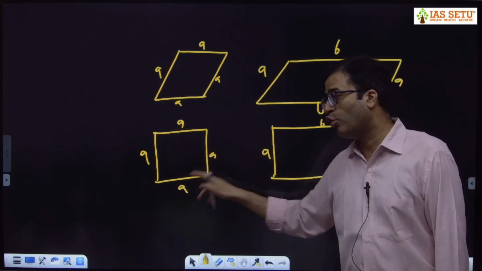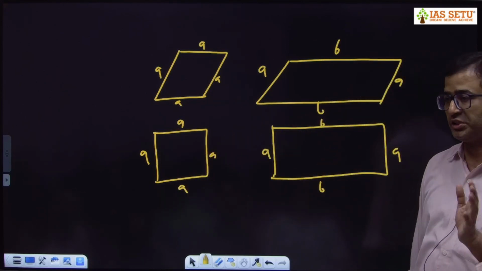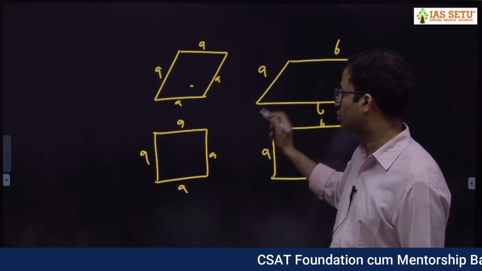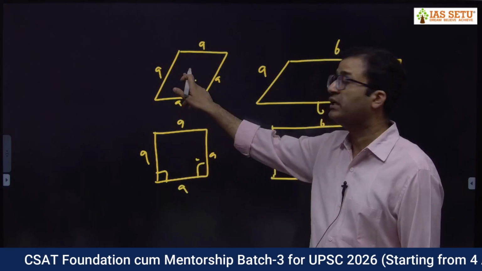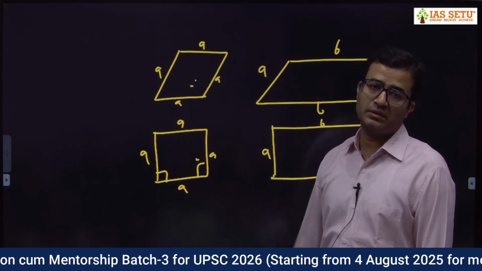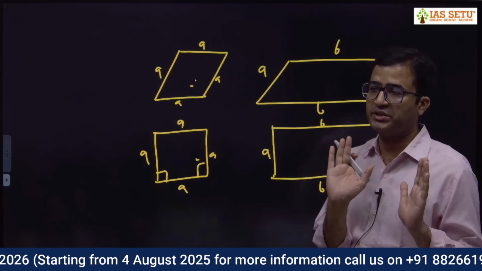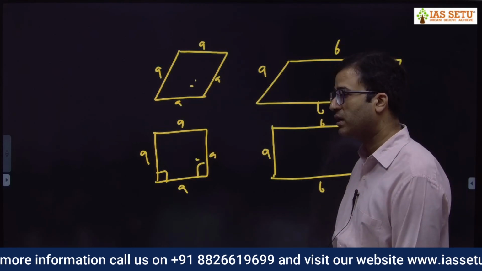Similarly, in a square all four sides have to be equal, whereas in a rectangle there is no compulsion. And what is the difference between a square and a rhombus? It is the angle. Here the angle compulsion is 90 degrees, whereas in a rhombus there is no compulsion of 90 degrees. Square को tilt कर दो तो rhombus बन जाए. That's it.